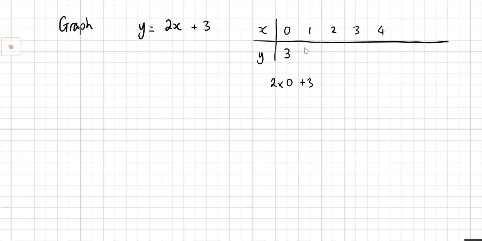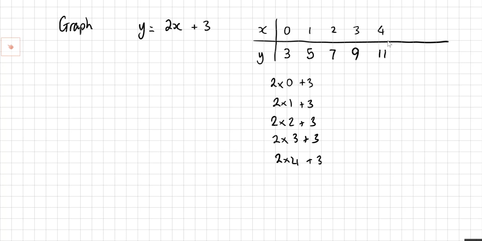Remember doing it now? Yeah. Alright, the next one is 2 times 1 plus 3, and then it's 2 times 2 plus 3, then it's 2 times 3 plus 3, then it's 2 times 4 plus 3. So what are the numbers? What goes with 1? 5? 7? 9? 11. You spot the pattern now as well?